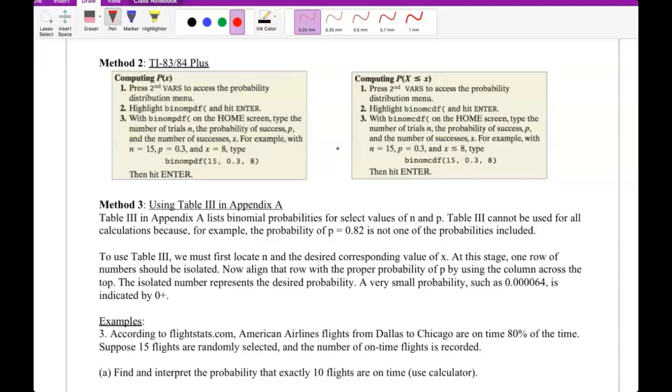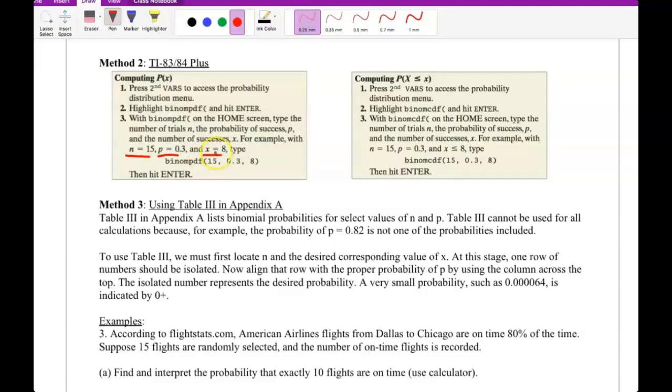Okay, so method number 2 is using the TI-83 or 84 Plus. The first step is to press second, then vars. On this part we have the number of trials is 15, the probability of success is 30% or 0.3, and x is 8. So x is equal to 8.